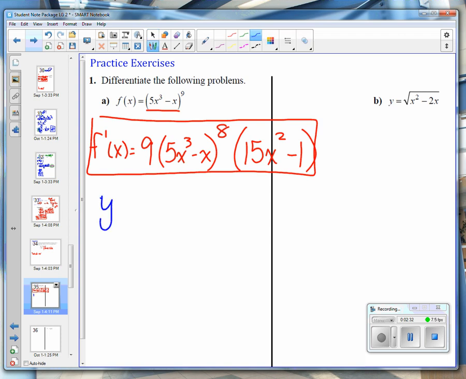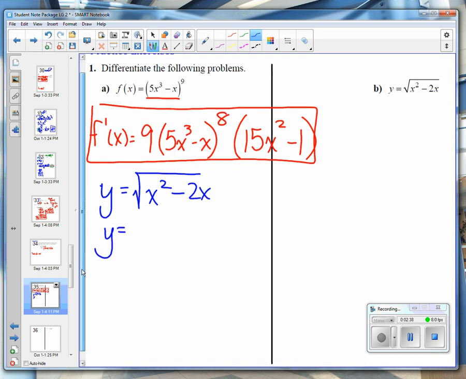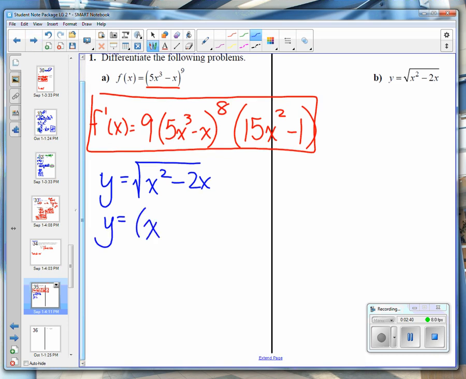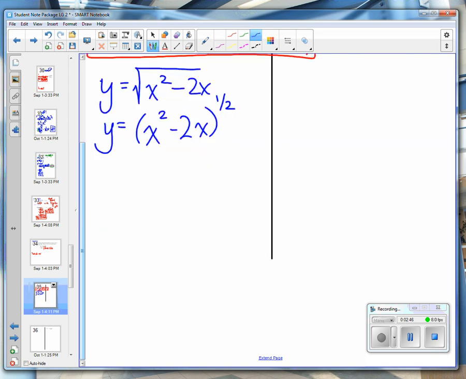I'm just going to write it here so I don't run out of room. X squared minus 2x. So remember, right away, we don't want to deal with any of these radicals. Let's get rid of them. X squared minus 2x to the power of a half. And remember, outside in. So you tell me, well, you can't, but think in your heads, what is the outside? It's a half, right? So we're going to bring that half down.